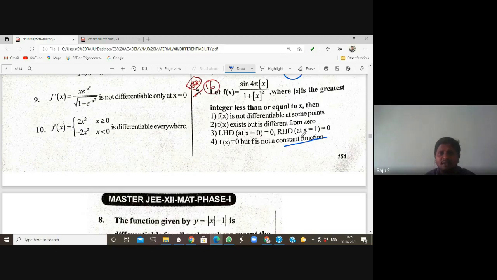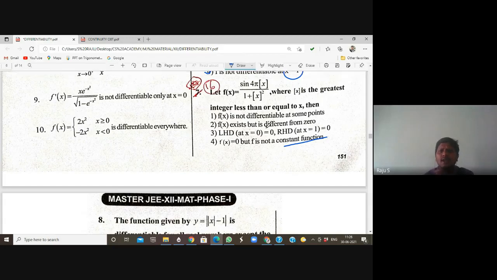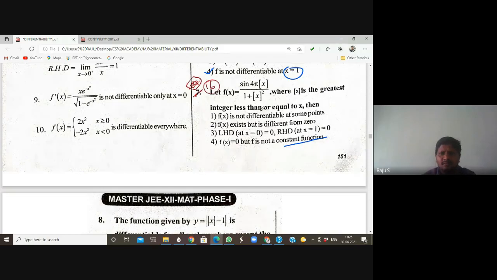What to do in this case? Is it a difficult one? No. So here, see here, not differentiable option. Let's see here the answer.